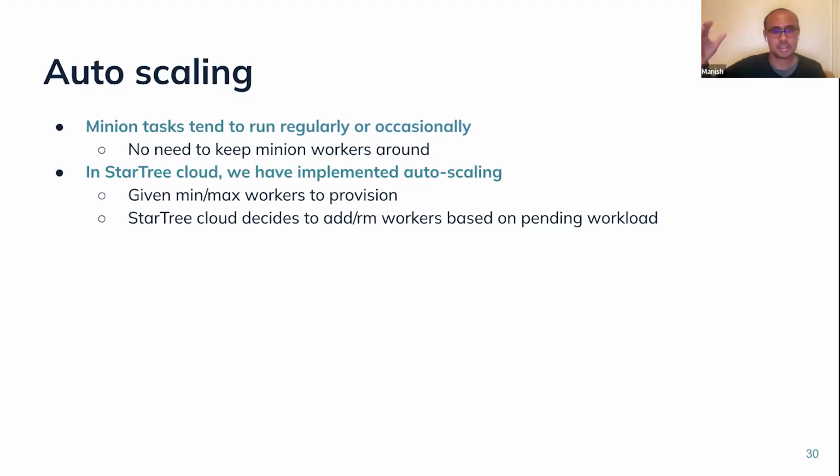And once the queue is drained, it's going to bring those 100 minions back to 1 minion. So basically, with this, you actually control the cost. You don't need to keep those minions around forever. So using the scaling, you can scale up and down and save on the cost. So that's one thing we implemented at StarTree.